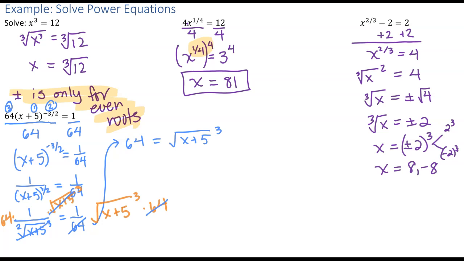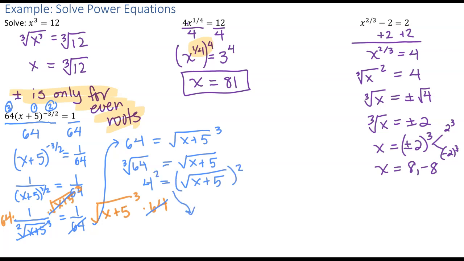My next step here is going to be getting rid of the cube. So I'll cube root both sides. And that will cancel the cube. And this is actually a nice one. I can evaluate that. The cube root of 64 is 4. And then my last step, I need to get rid of a square root. The inverse operation for that is squaring.